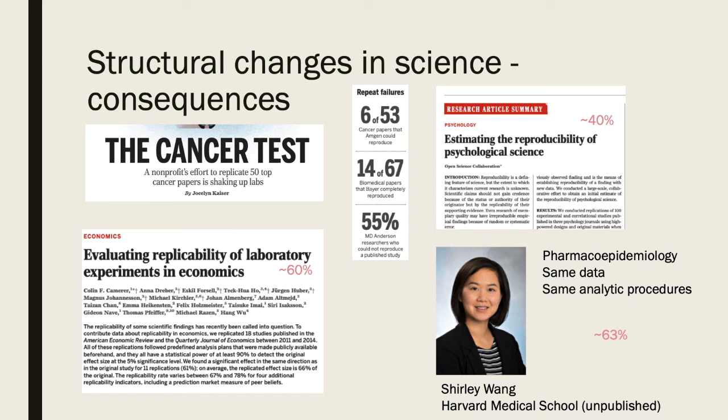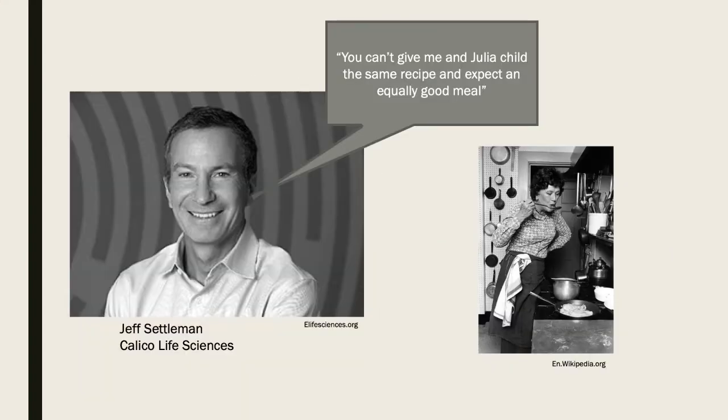Okay, so there are many different takes on this state of affairs. One, I think, was nicely voiced by Jeff Settleman. He's at Calico Life Sciences. He pointed out that you can't give me and Julia Child the same recipe and expect an equally good meal. I don't know anything about Jeff Settleman as a cook, but I know Julia Child is presumably very good, and so I'm willing to buy this as far as his cooking skills.